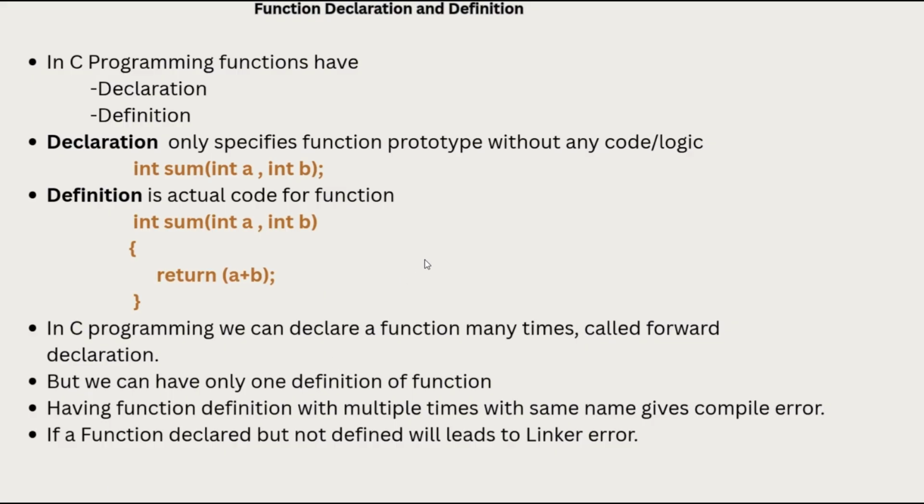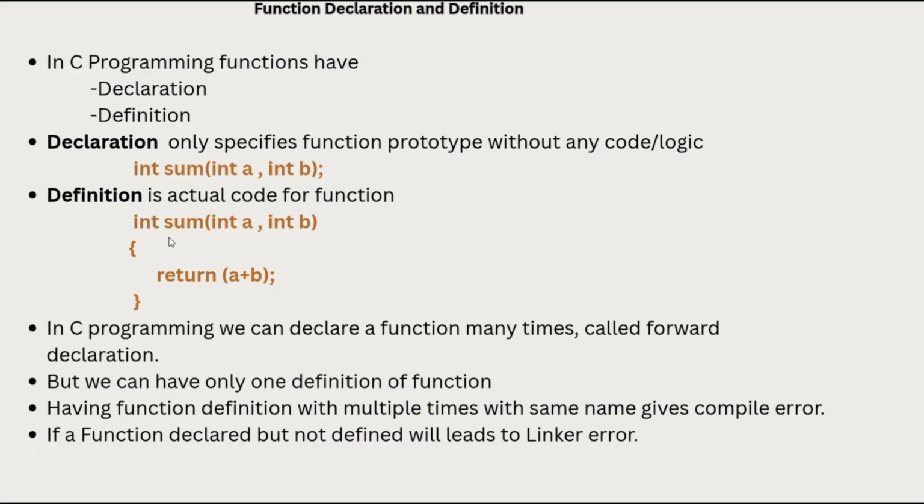A function has two things: declaration and definition. Declaration means you just declare it, you don't write the code logic. You just write like this: int sum(a, b); with a semicolon. It tells that you have a function called sum, which returns an integer and takes two arguments. You are saying that you will have this kind of function, and you will give the definition at a later point. So this is the declaration, and the other is the definition.